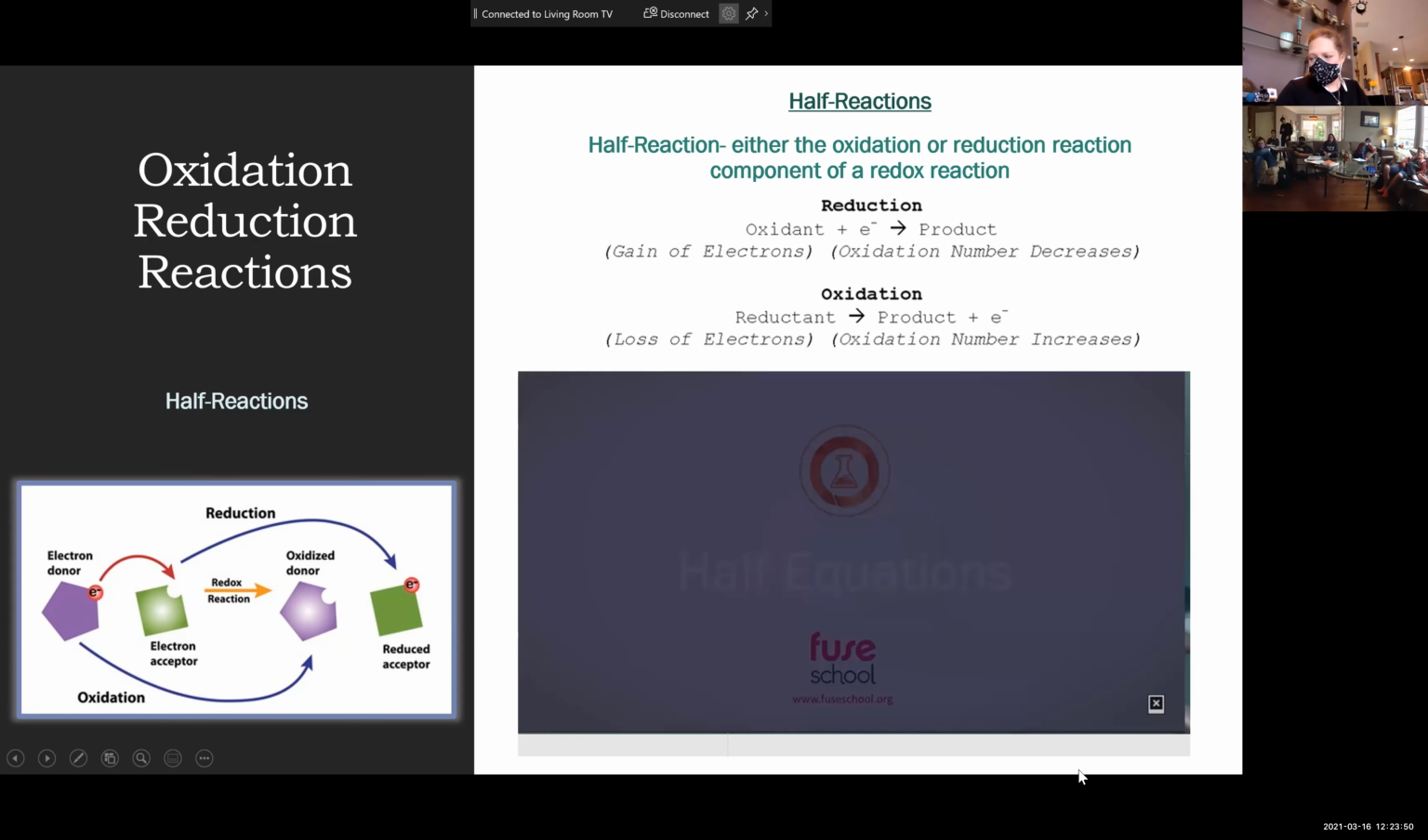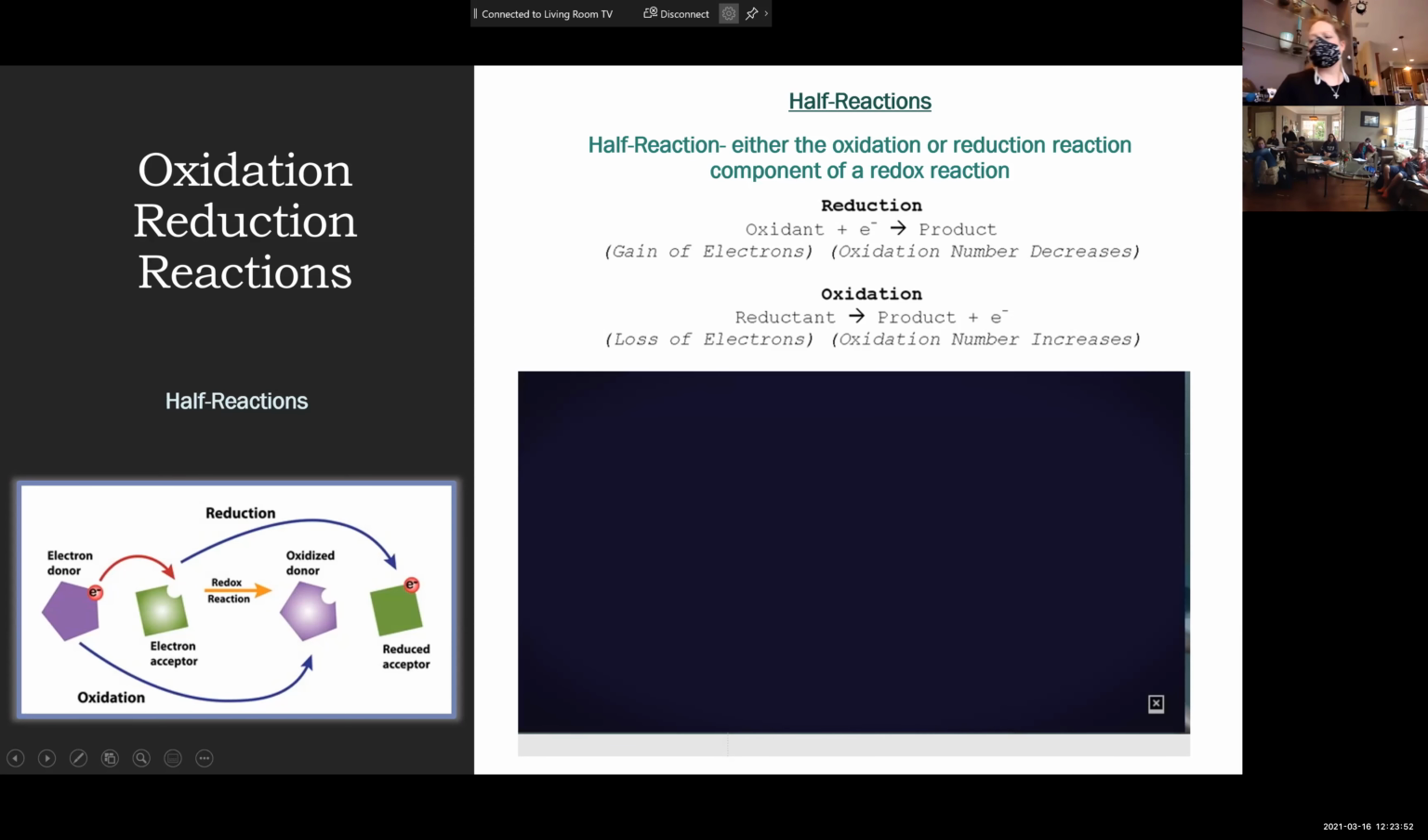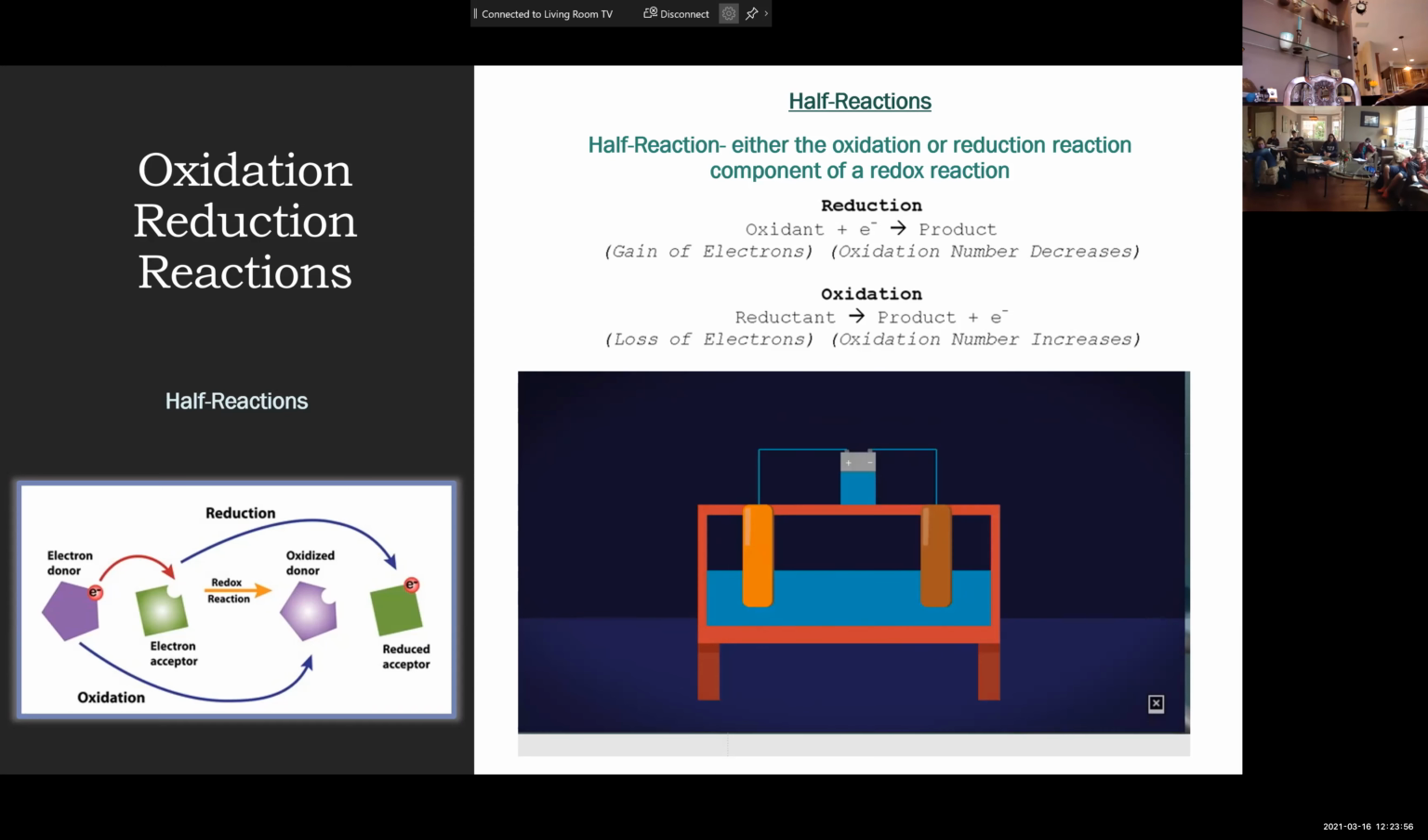In this video, we will learn how to write half equations for simple redox reactions. A half equation shows what happens at one electrode during electrolysis. So we do need to be able to complete and balance half equations for these reactions. Remember that oxidation occurs at the anode and reduction occurs at the cathode.